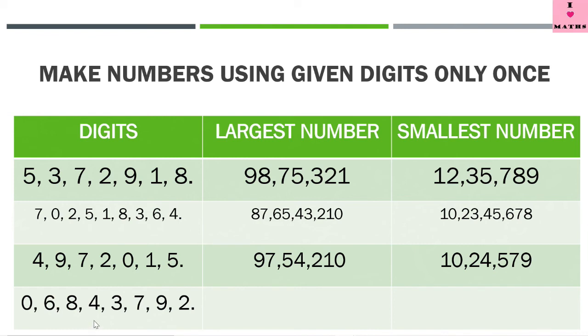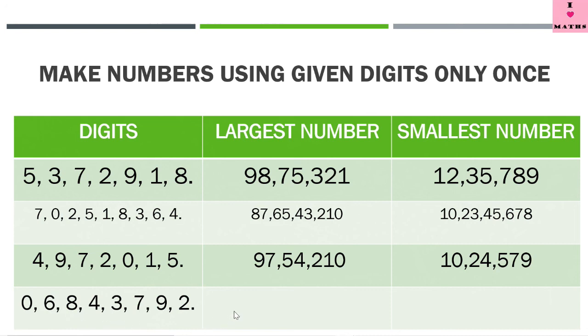Now I have to make the smallest number. Now the smallest digit is 0. But I cannot put 0 at the largest place. No number starts from 0. So what should I do? I will put 2 first. I will write 2, 0, 3, 4, 6, 7 and 8.